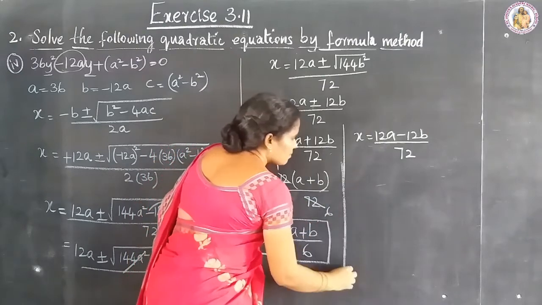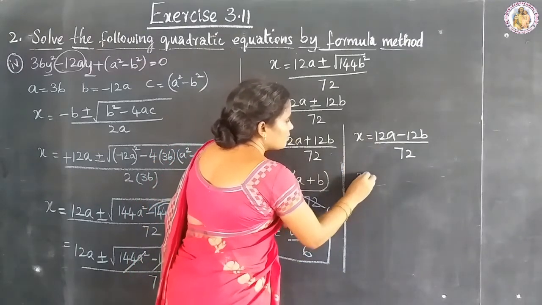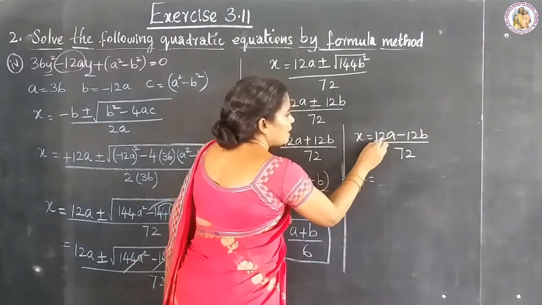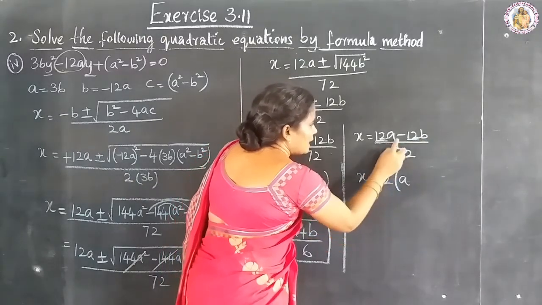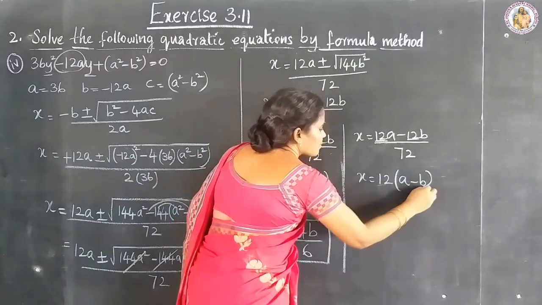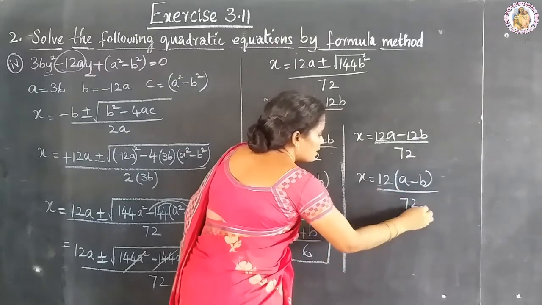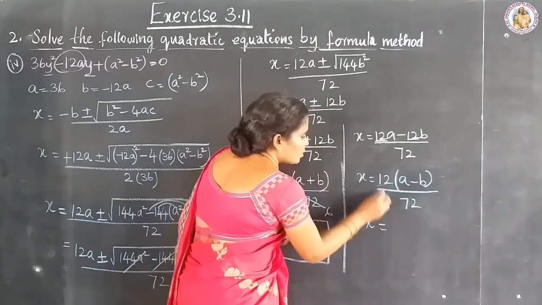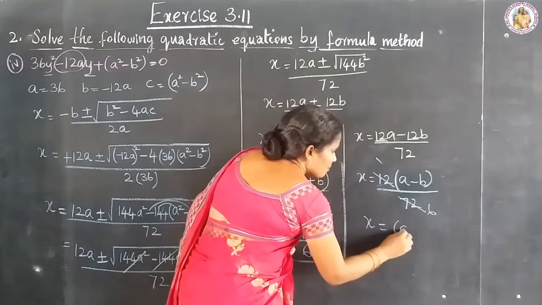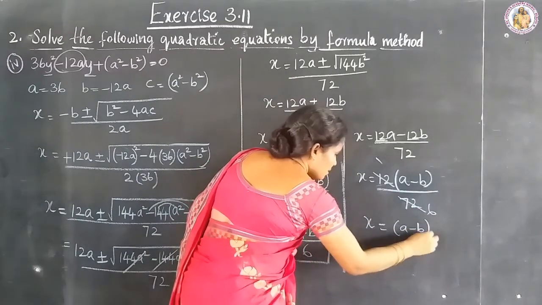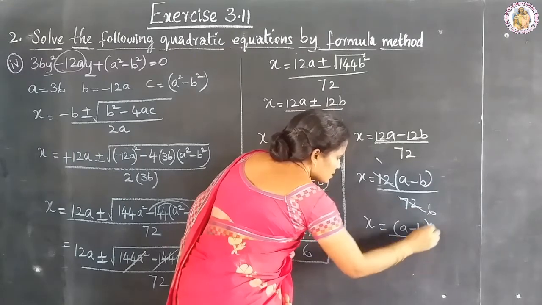And here x is equal to, we have 12, 12 common. So take 12 and remaining a minus b divided by 72. So x is equal to 12 ones are 12, 6 twelves are 72. So a minus b by 6.